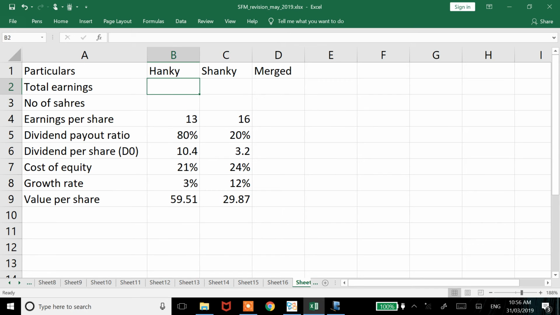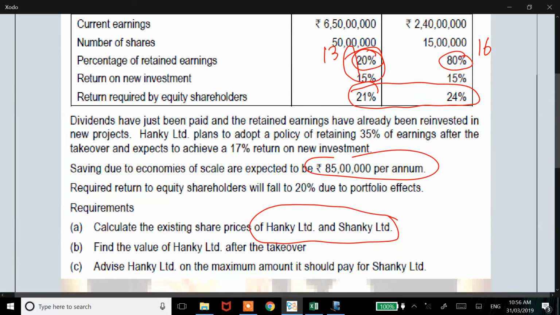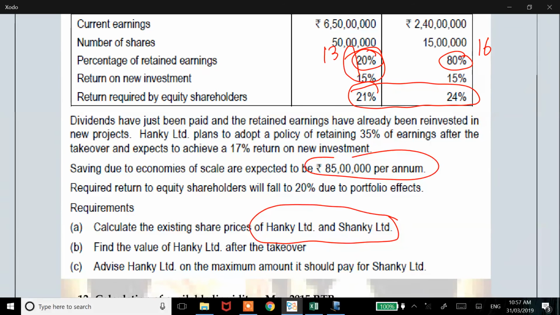Now listen, though I call it earnings per share, what I write for the merged entity is the overall value, not at a per share level. 650 lakhs plus 240 lakhs plus 85 lakhs because of economies of scale. All this is overall value, not a single share value.